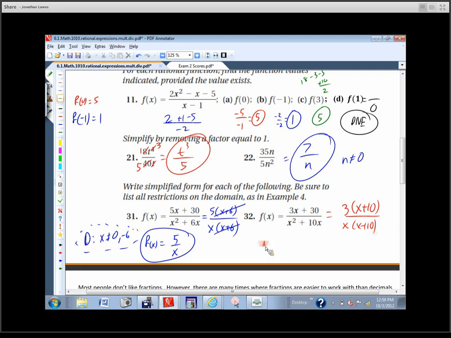Domain. So the domain would be anything that is not equal to 0 because of this one, and negative 10 because of that one. And then the simplified version, 3 over x. Okay, that's what it would look like.